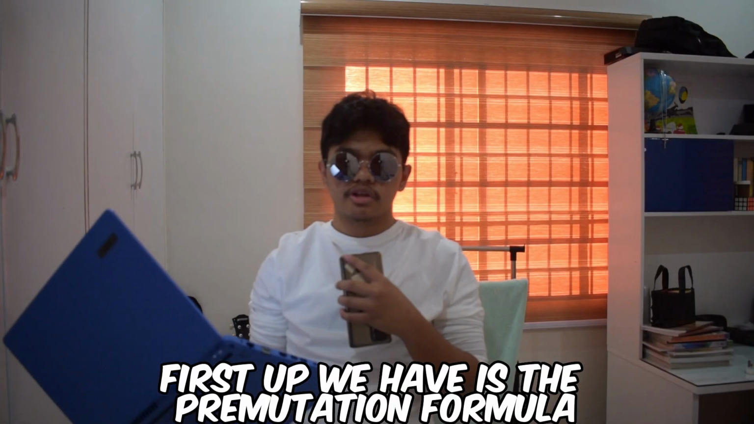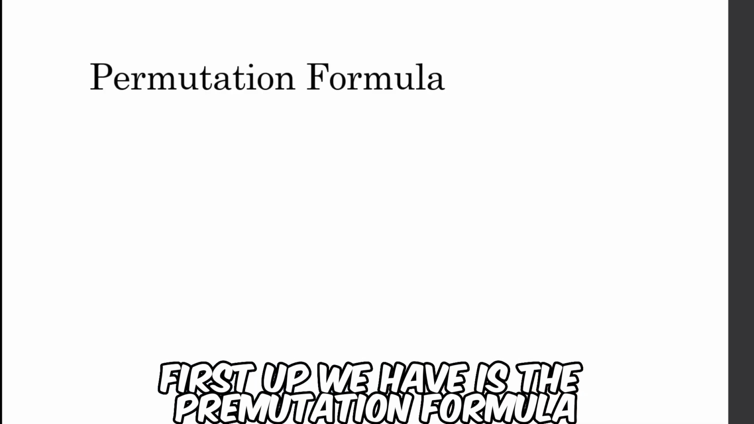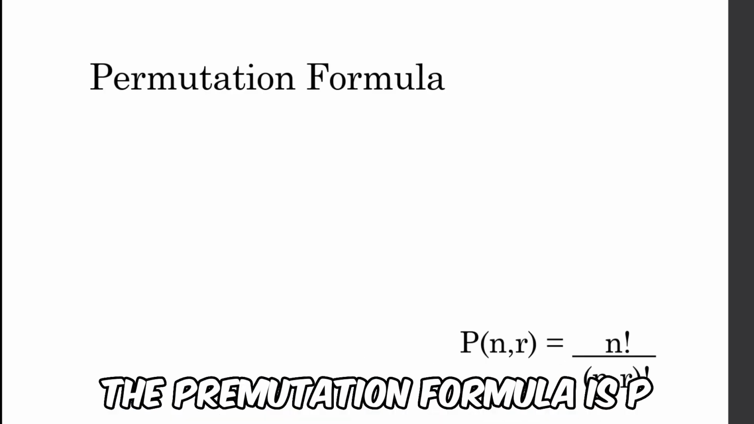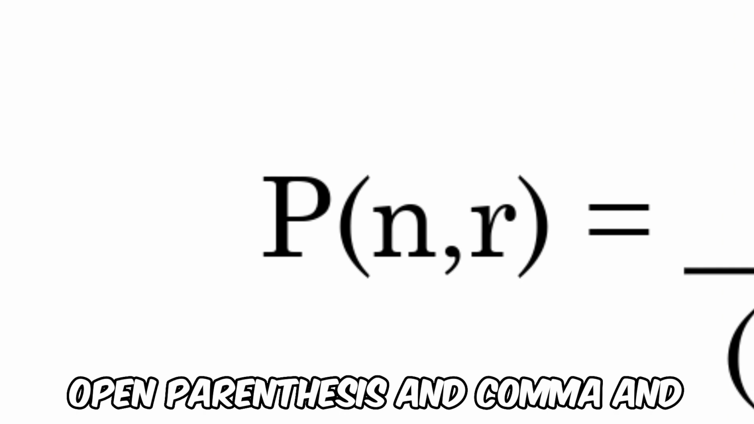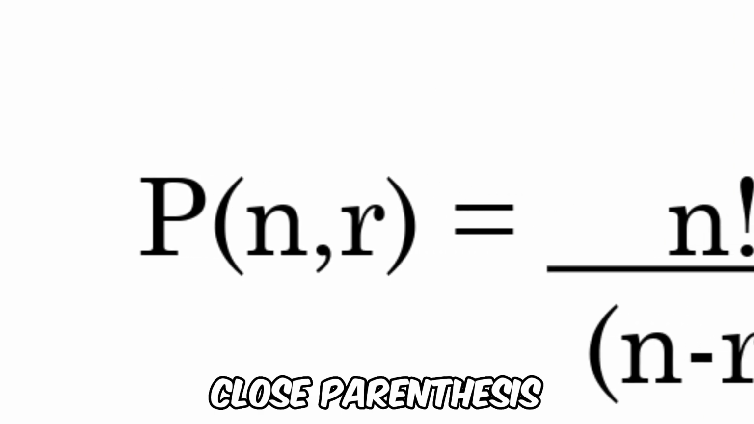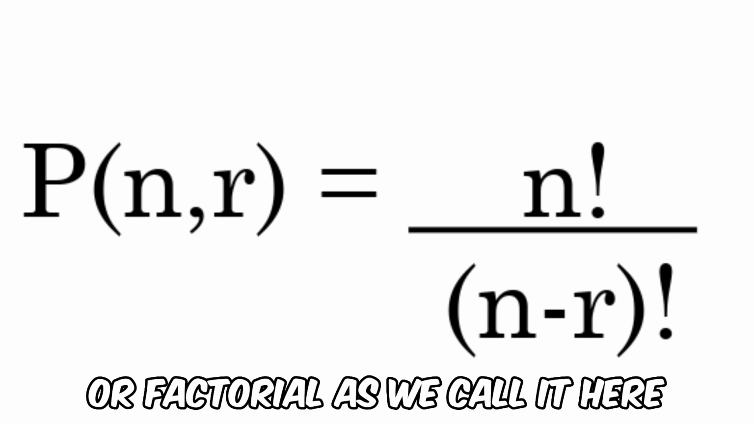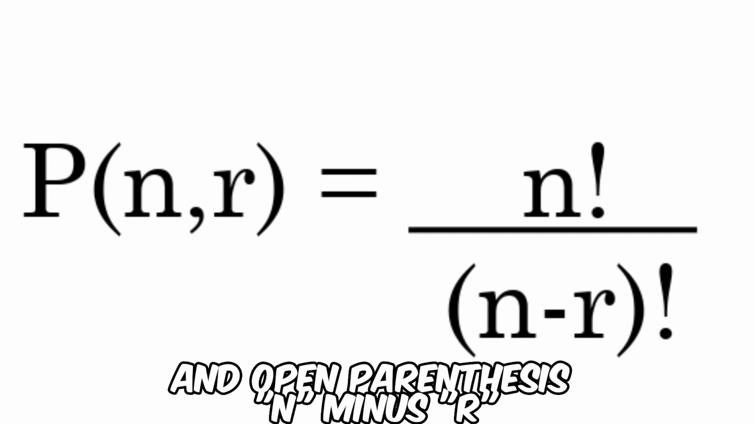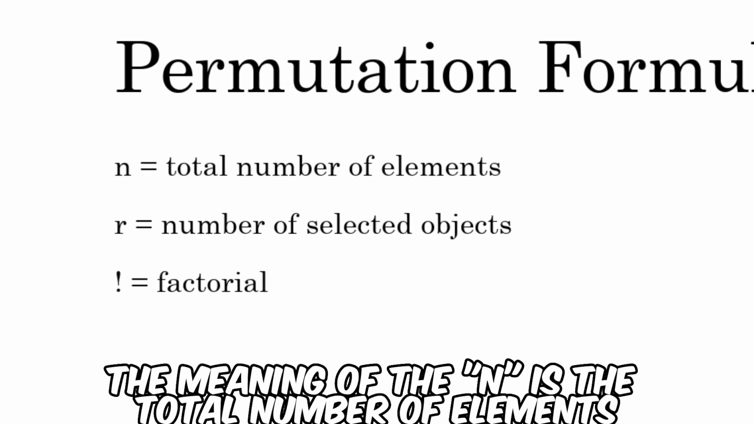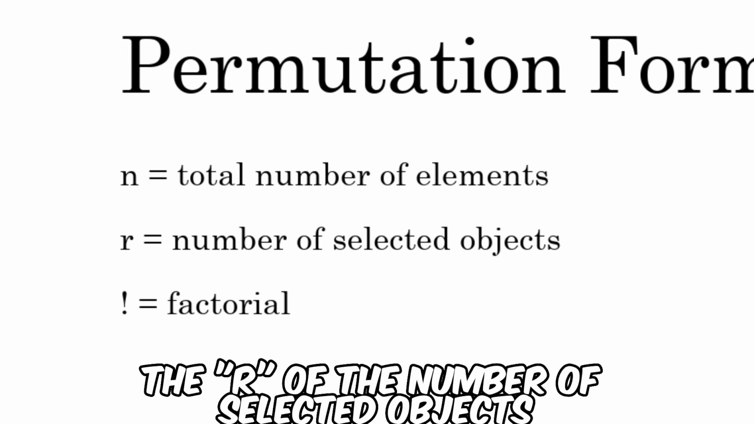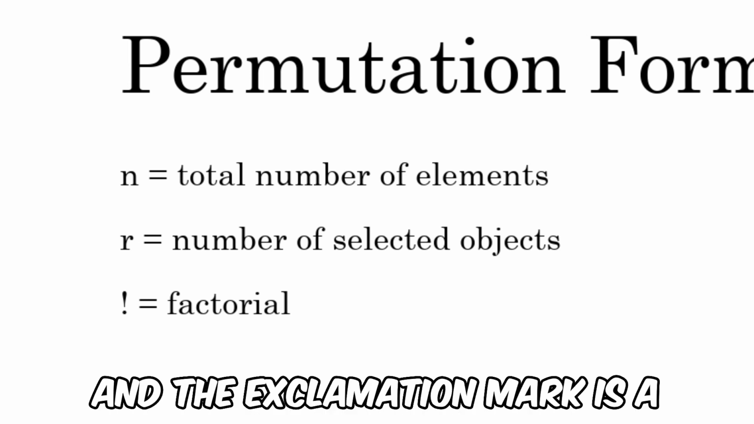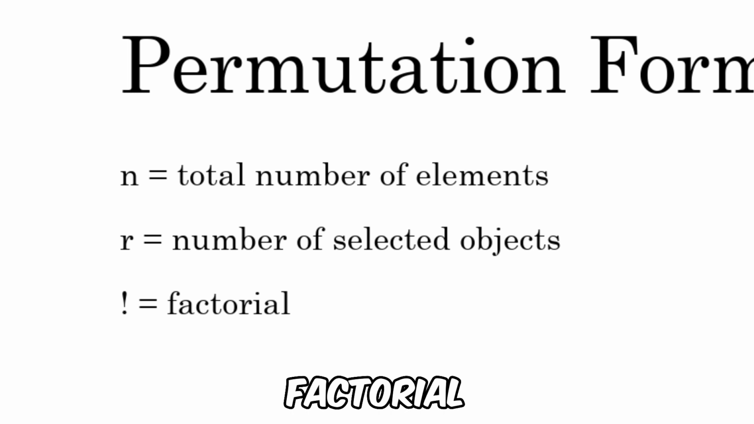Let's do this. First up we have the permutation formula. The permutation formula is P(N, R) is equal to N! or factorial, as we call it here, over (N minus R) factorial. The meaning of the N is the total number of elements, the R is the number of selected objects, and the exclamation mark is a factorial.